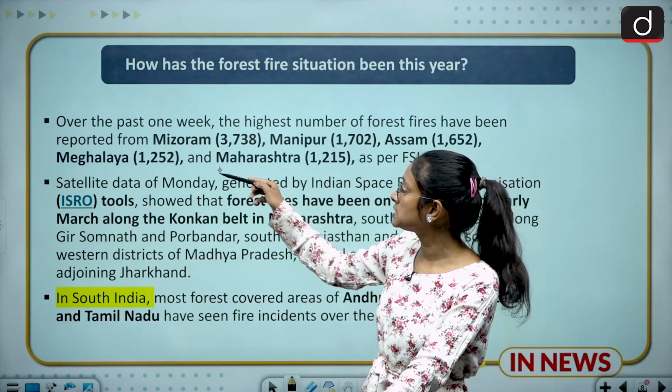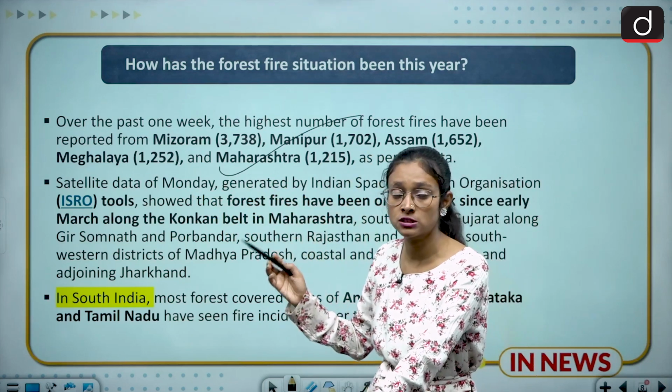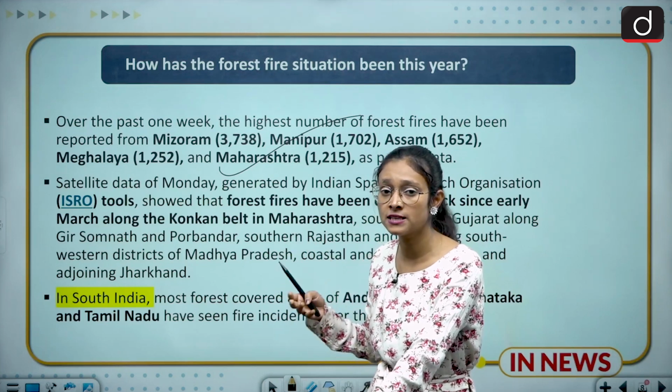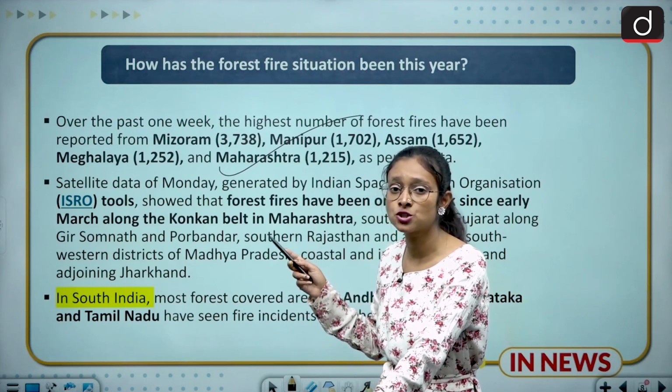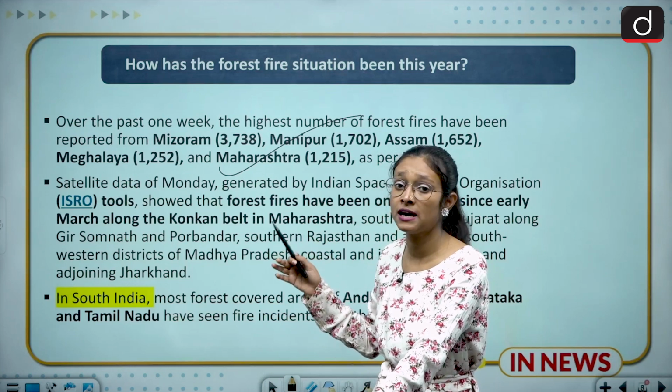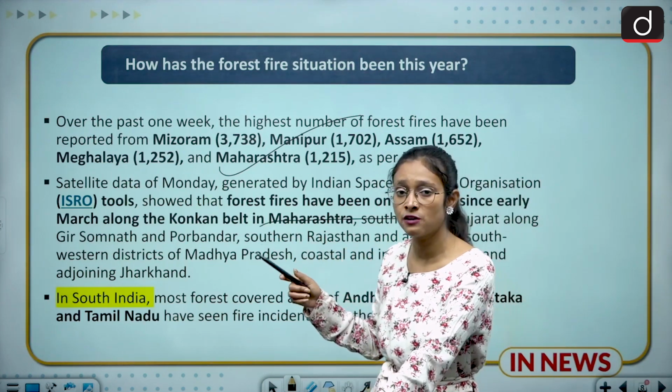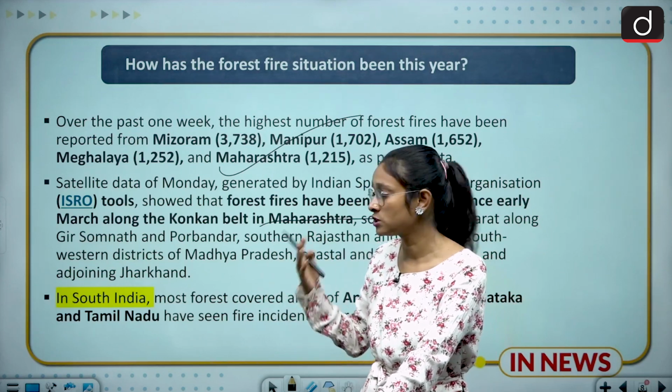So what all this data shows is that most of the northeastern states are very prone and vulnerable to forest fires, and the Maharashtra region is also vulnerable, and the Gujarat region is also vulnerable. So the Konkan belt is very much vulnerable to these kinds of forest fires.